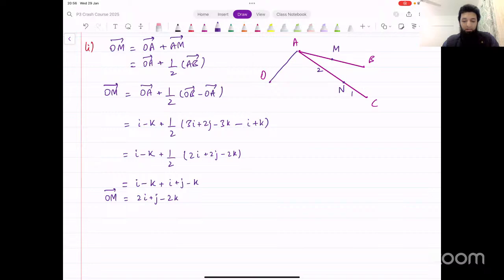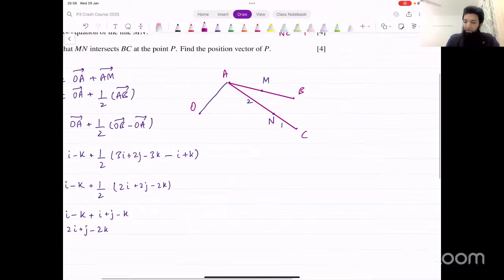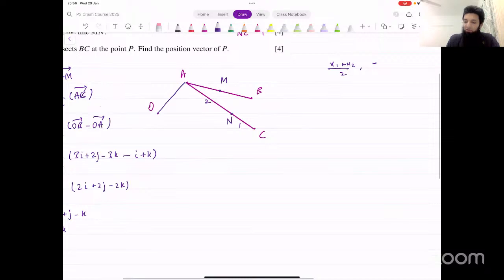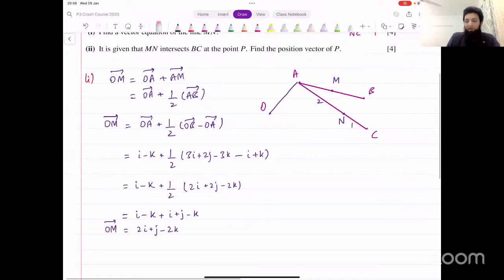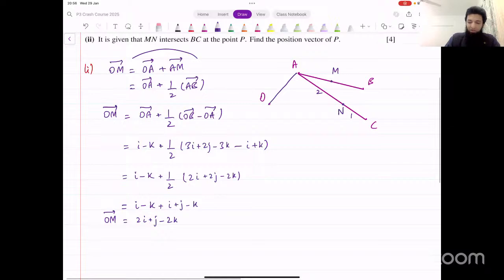There's another idea as well, but in that case, you need to remember a formula. Remember how we find midpoint in coordinate geometry? x1 plus x2 over 2, y1 plus y2 over 2, right? That's what we used to do there in coordinate geometry for finding midpoints. Since M is the midpoint of AB, we could do something similar here as well for finding M, which would make this much shorter.